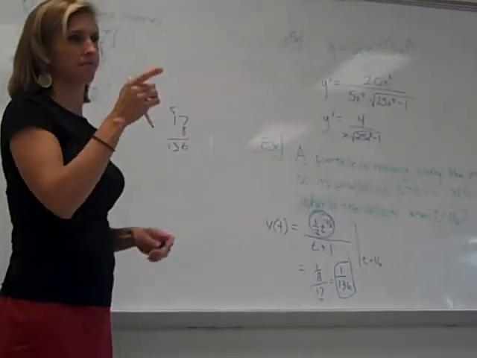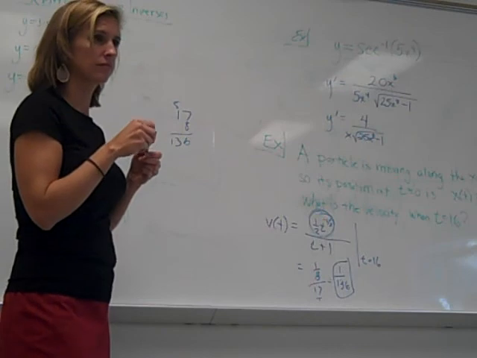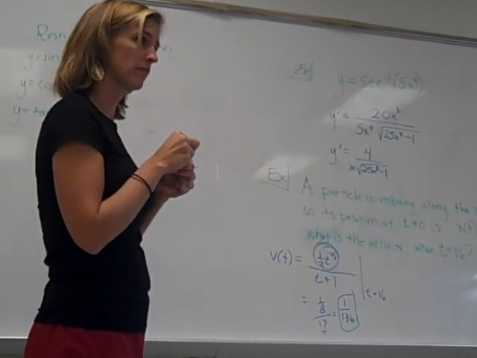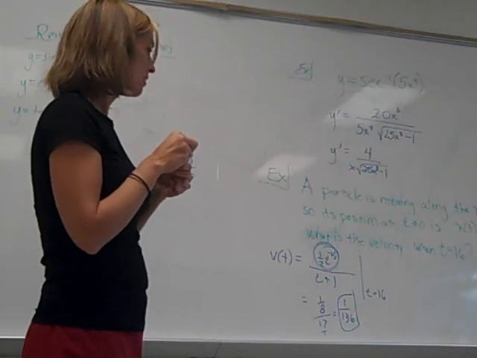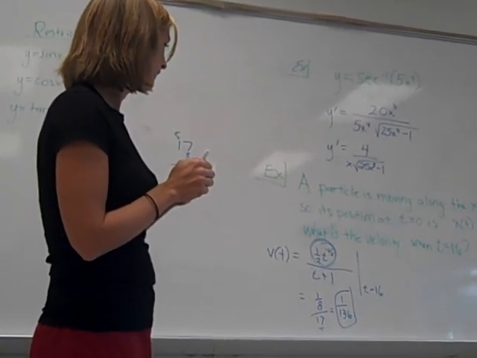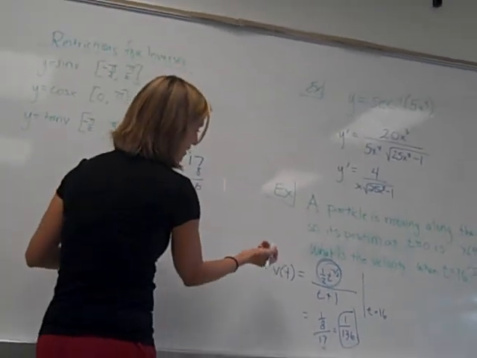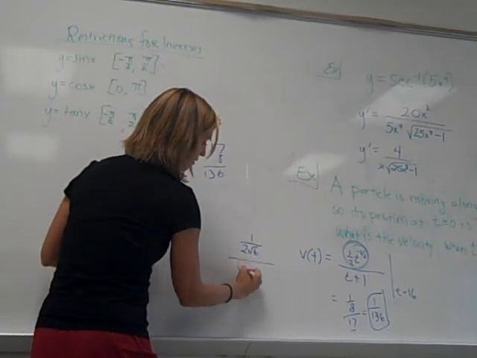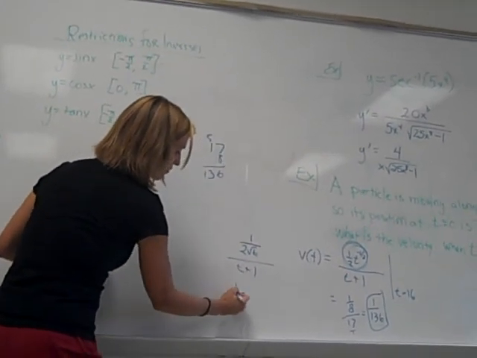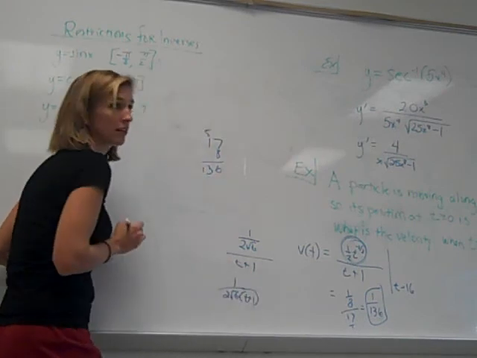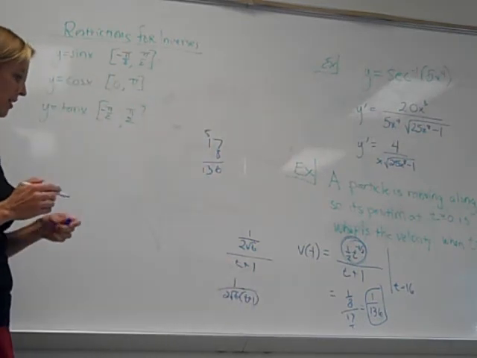If it doesn't give you the t value for 16, you would have to solve that. Sure, then I'd probably go from here. I'd have 1 over 2 root t, all over t plus 1. Then I'd have 1 over 2 root t times t plus 1. Okay. That's how I would leave it, to get that fraction out of the fraction.